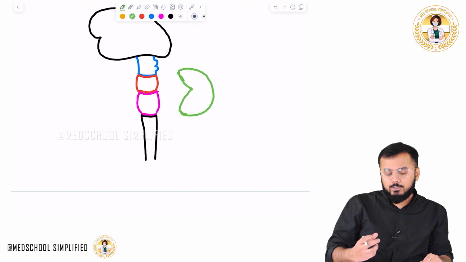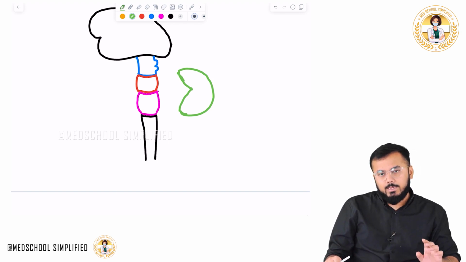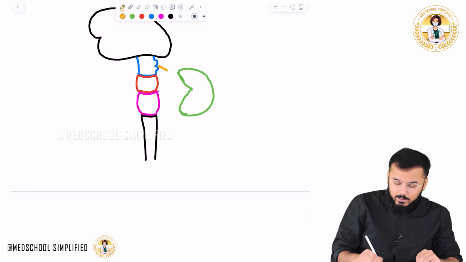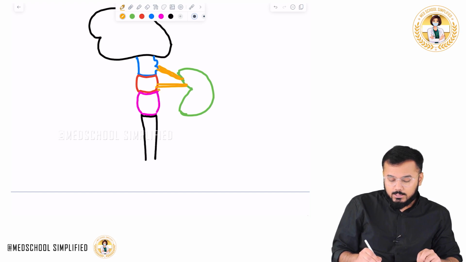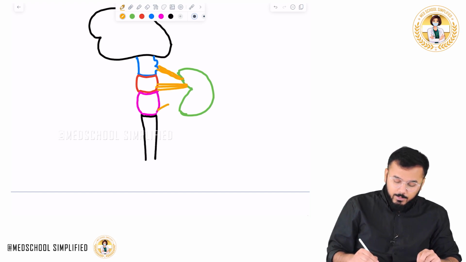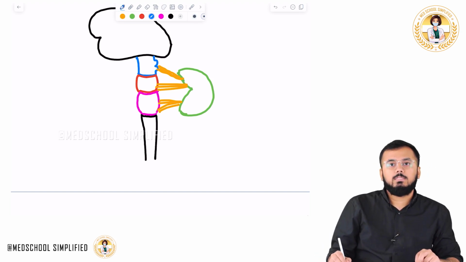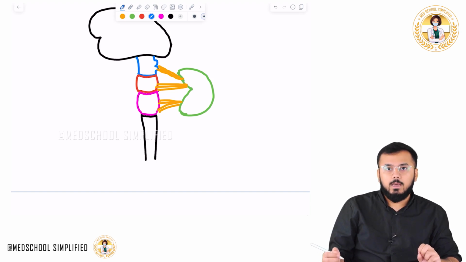Now if the cerebellum has to be held in a position, then what should happen is that from the midbrain there are a group of structures that go and attach to the cerebellum. From the pons also there are structures that attach, and from the medulla oblongata also there are structures that attach. So these three structures over here are called peduncles. What peduncles? These are called cerebellar peduncles.